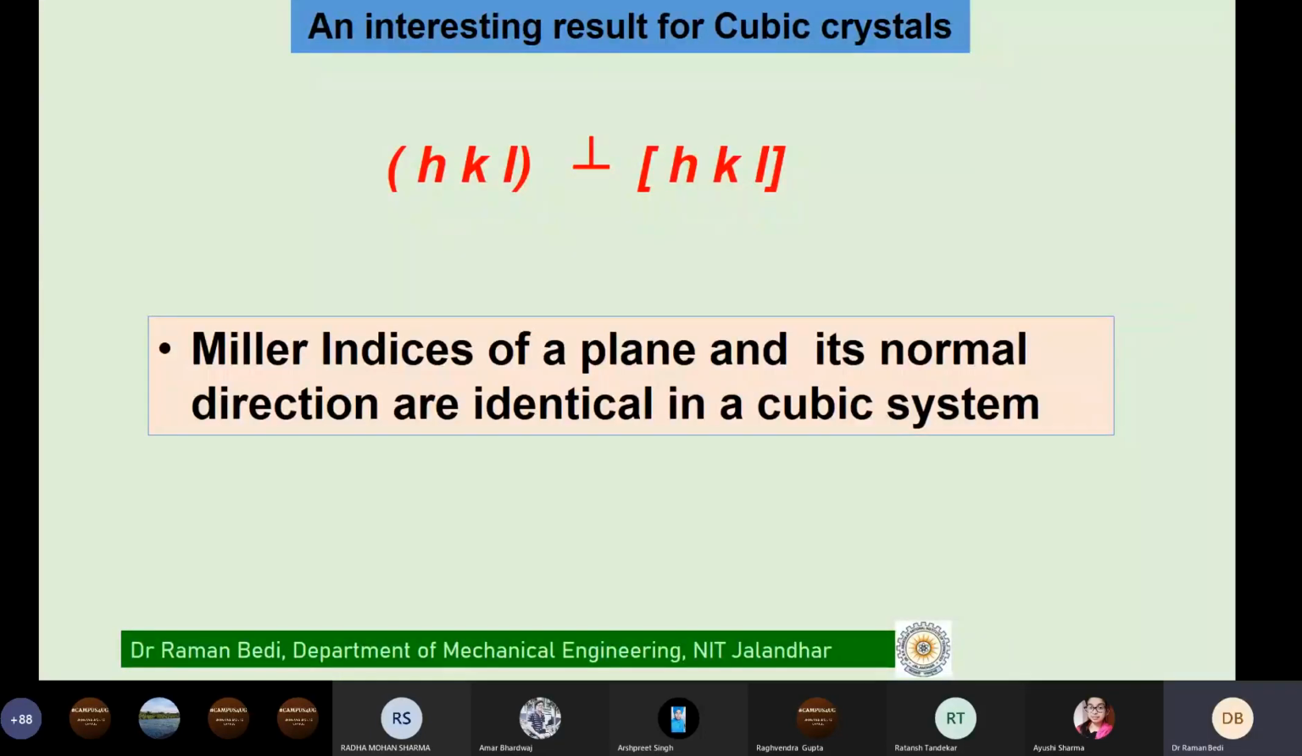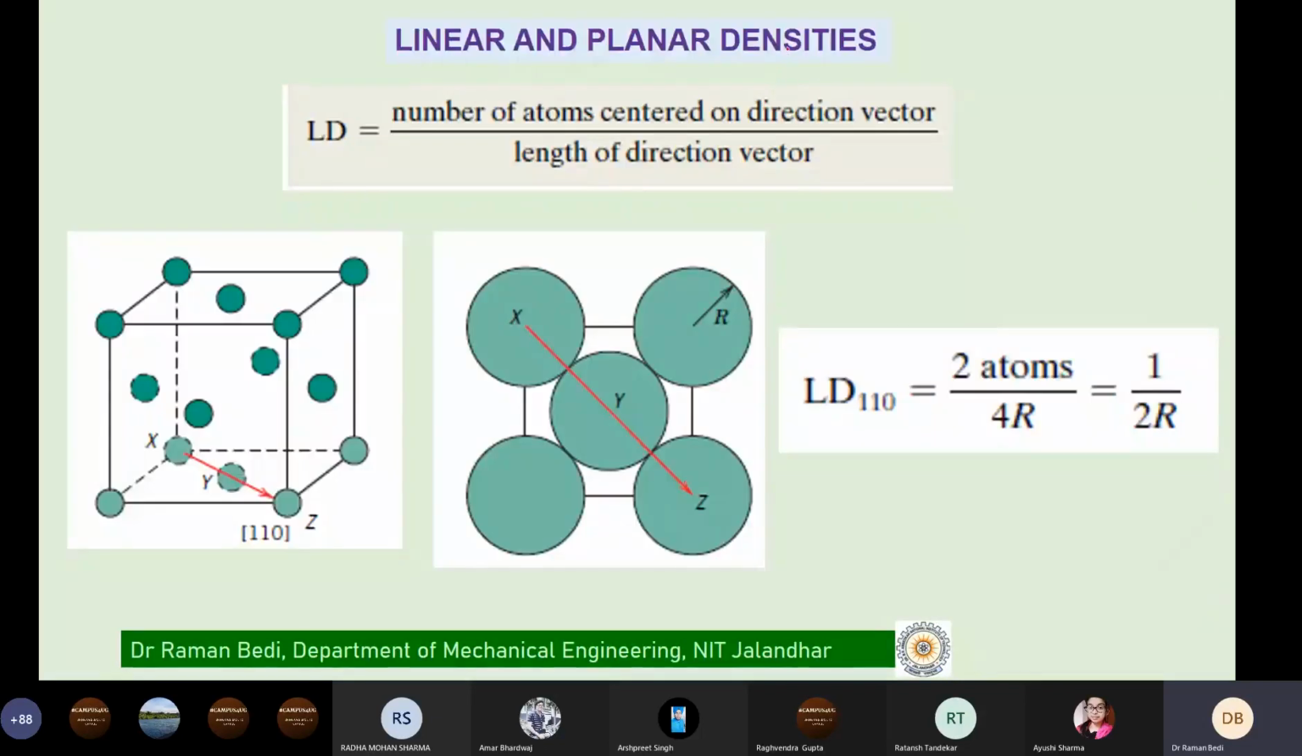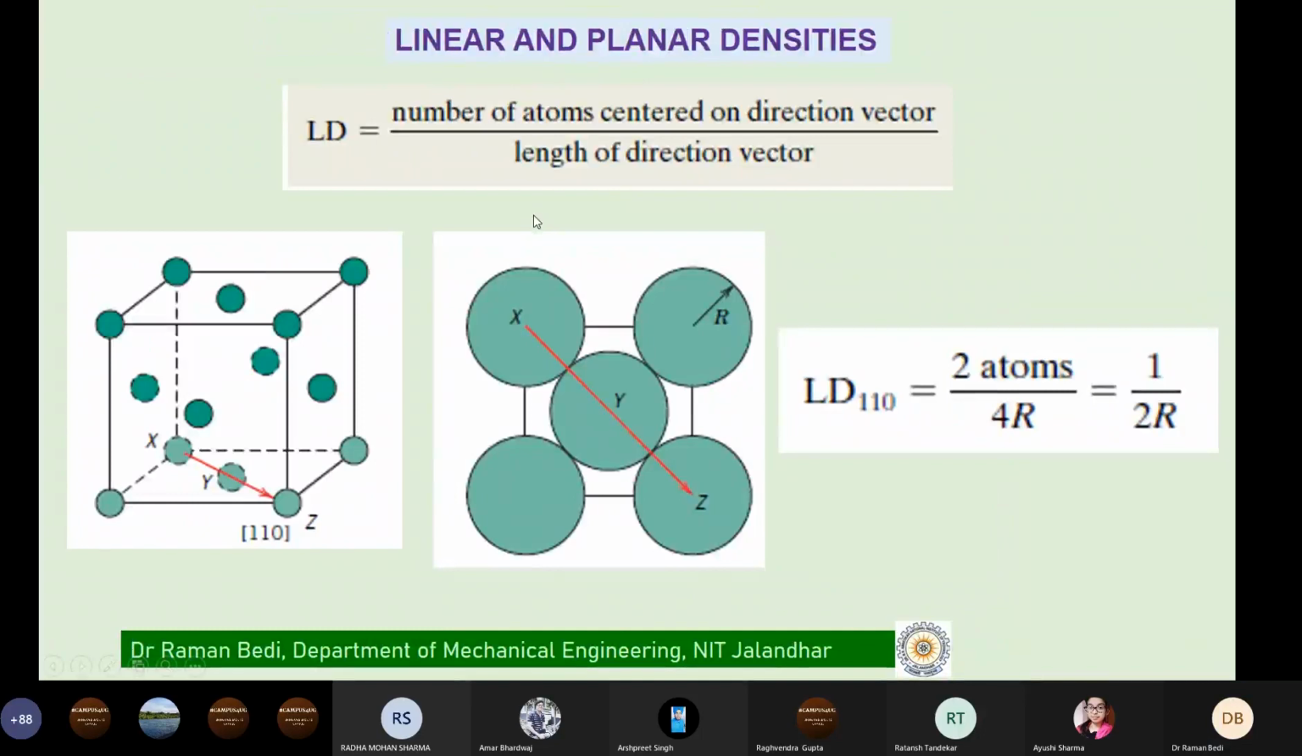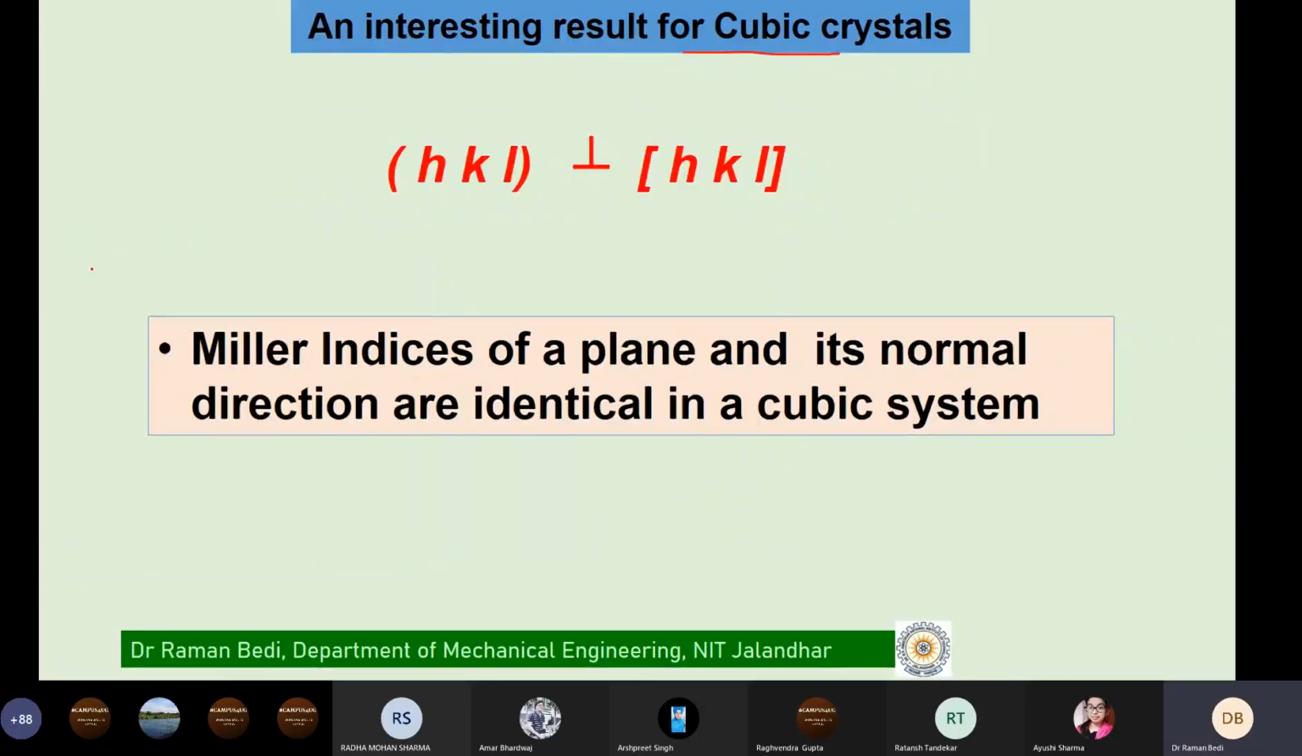So we have one more observation here, which is very, very important for us. The observation is that it is only valid in the case of cubic systems. It is only valid when you have a cubic system being discussed here. This observation tells me that for cubic systems, the Miller indices of a plane, and its normal direction, they are identical in a cubic system.